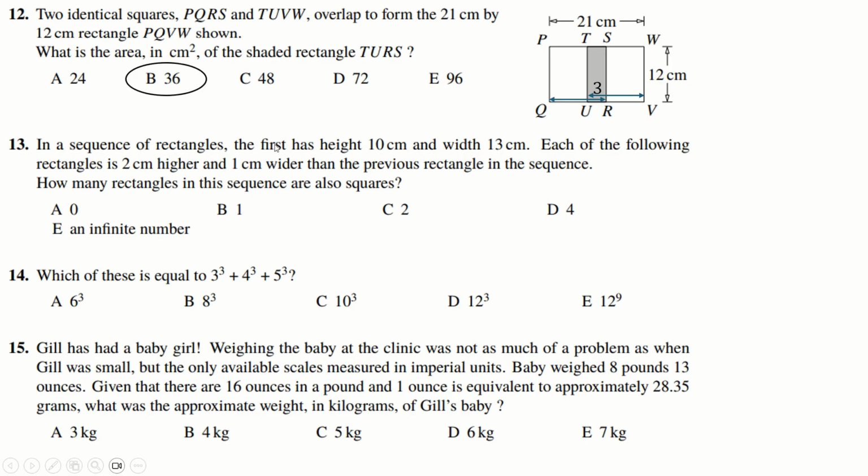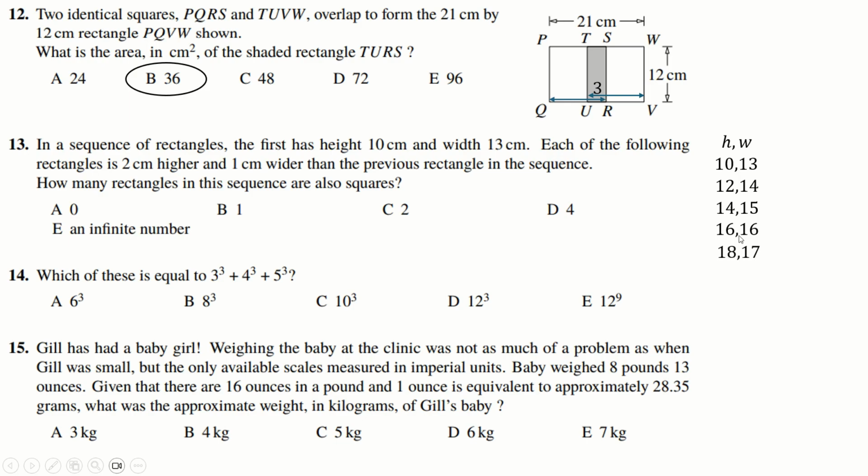We have a bunch of rectangles, height and widths. The first one is 10 and 13. Then we add 2 to the height, and 1 to the width of each one. So that goes 12, 14, and 14, 15, and 16, 16. Now that one's square because the width is the same as the height. So there's one of them.